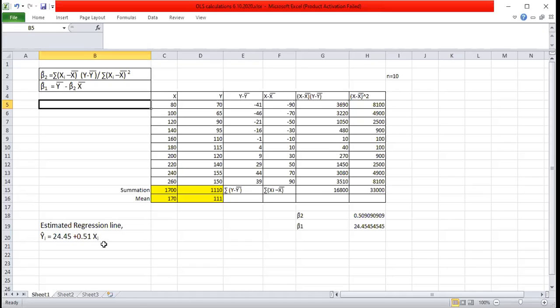Let's say x equals 4. Then what will be the y hat? We have to multiply first, then add. Yeah, so multiply 0.5 with 4. What do you get? 2, and add with 24.5. What do you get? Something like 26.45, something like that.